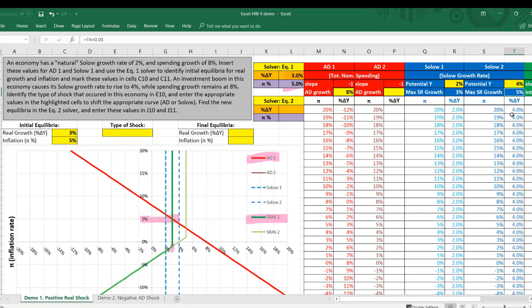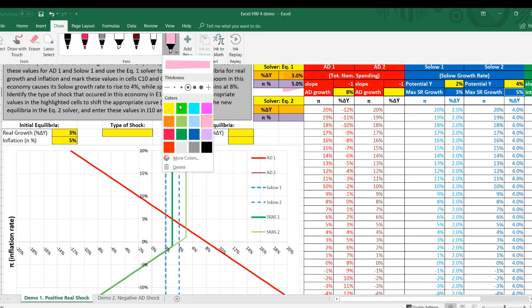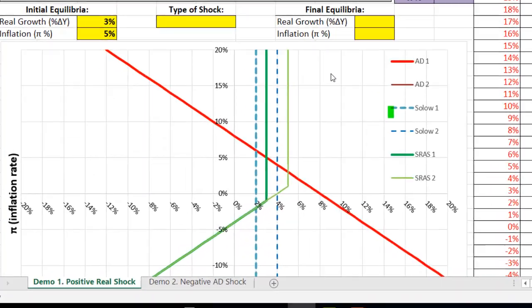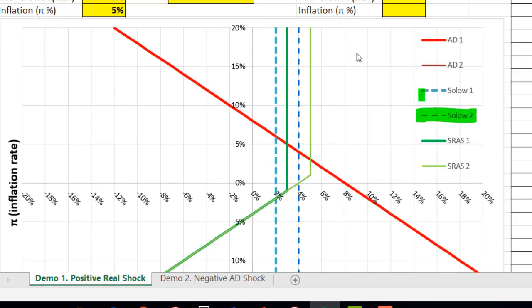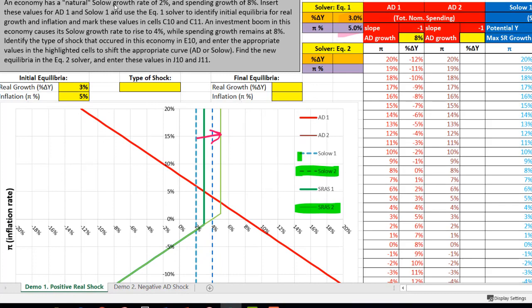So I'm plugging that in over here, and that's going to shift the solo curve, and along with it, the short run aggregate supply curve. So you'll notice, and let me highlight that for you, maybe highlight this in green. Okay, so now we've got the solo 2, which is the darker dotted blue line, and the SRAS2, which is kind of the lime green, and those have shifted to the right. Why? Because we've gone up in growth space, right? We've gone from a 2% potential growth rate to a 4%, so we're shifting the solo curve to the right.